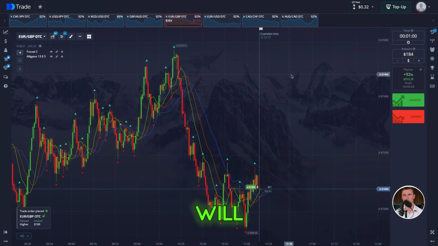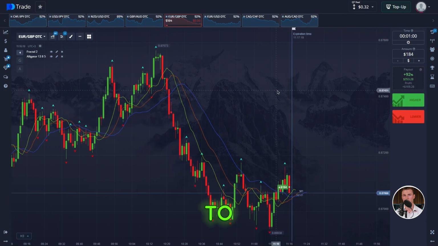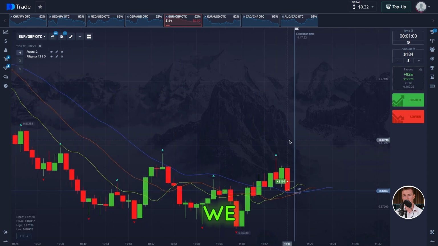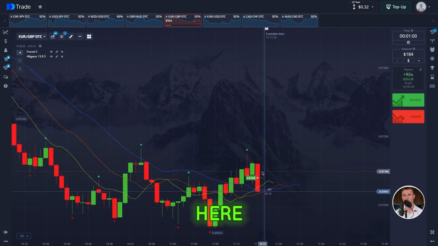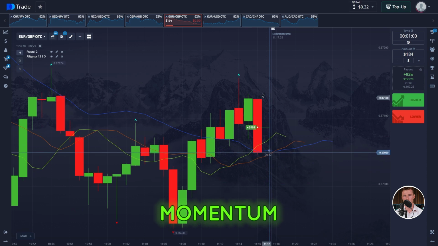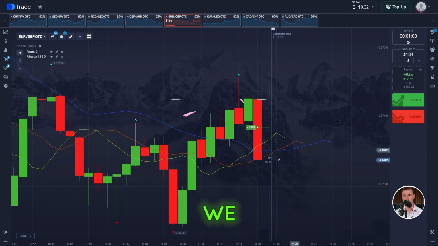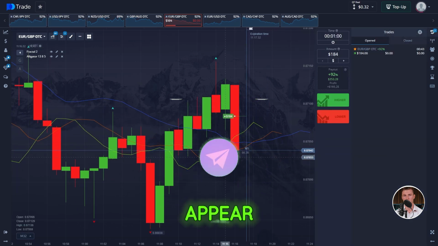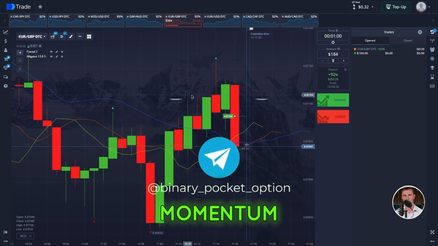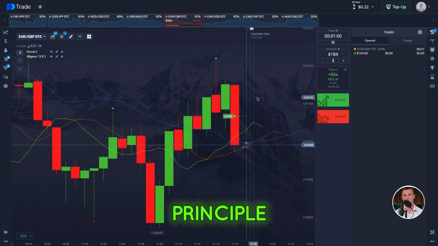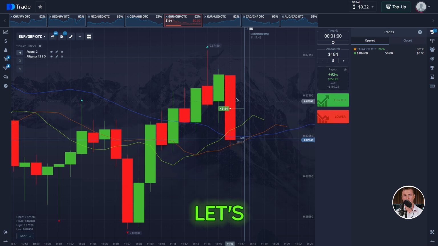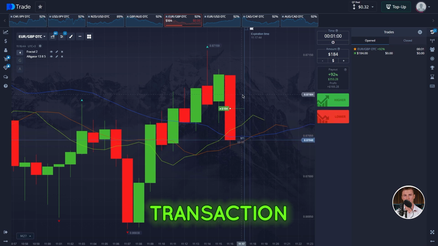And here we will open the deal again to increase. The alligator's moving lines have crossed. We have already opened the deal here. And in general, we now see a very strong downward momentum on this candle. Accordingly, we have enough time for a new candle to appear, and most likely the next candle will give us a very strong upward momentum. Therefore, in principle, the entry into the transaction is exactly the same. Let's look at the result of this transaction.